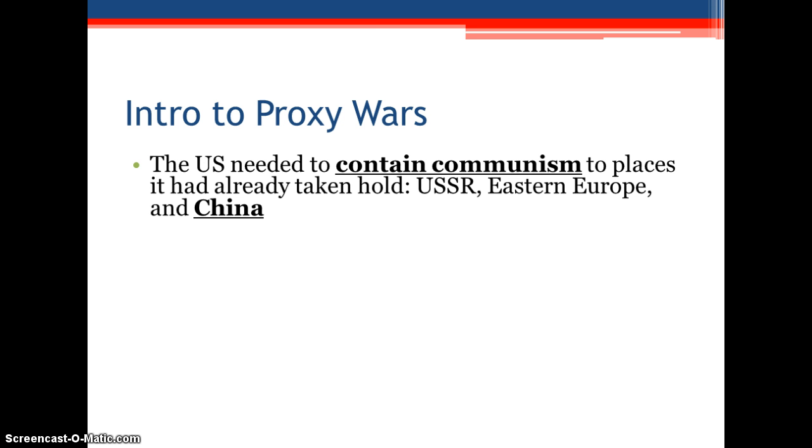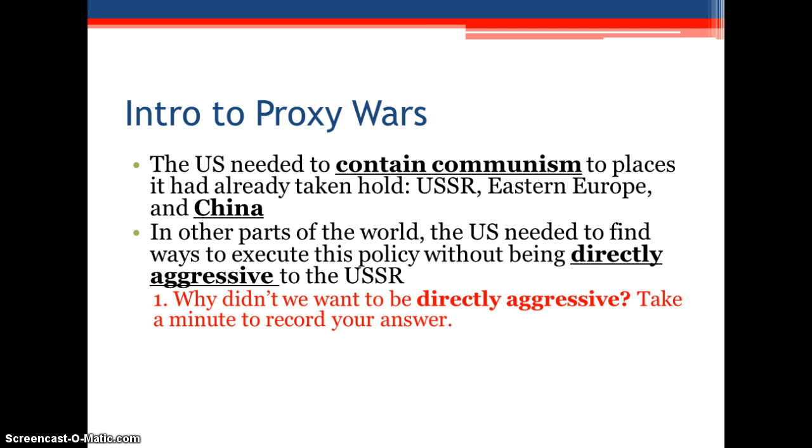And the reason we needed to do that was because we needed to contain communism to places that had already taken hold, such as the USSR, Eastern Europe, and China. Now, we haven't talked about China yet, but that's what the rest of this lesson is going to be about. This is the foreign policy of containment. We want to contain communism. In other parts of the world, the U.S. needed to find ways to execute this policy without being directly aggressive to the USSR.